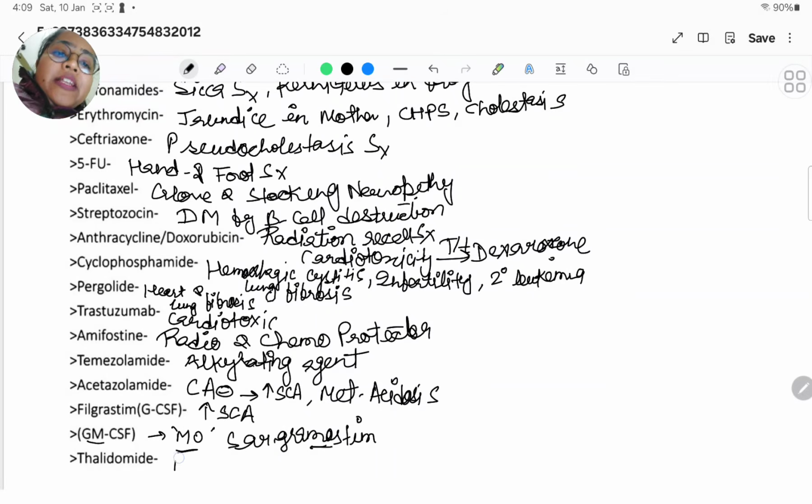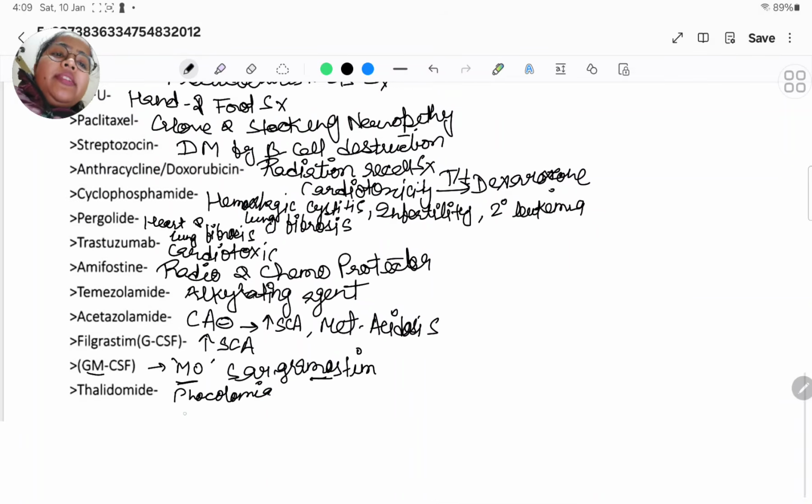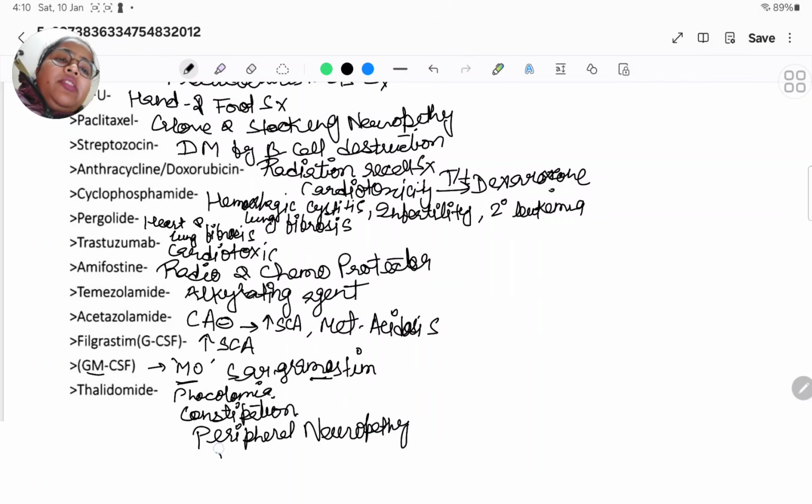Now, thalidomide causes phocomelia. You all know phocomelia is a very common side effect, but there are other side effects also which are PYQs: it causes constipation and peripheral neuropathy. DVT and sedation were options, but constipation and peripheral neuropathy are the PYQs.